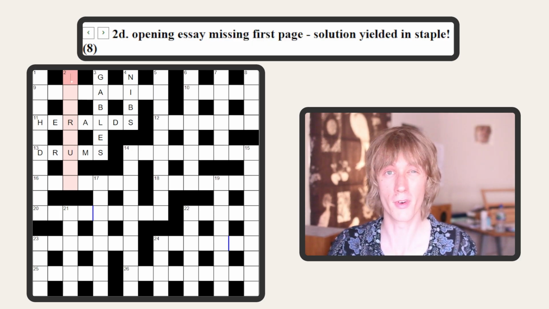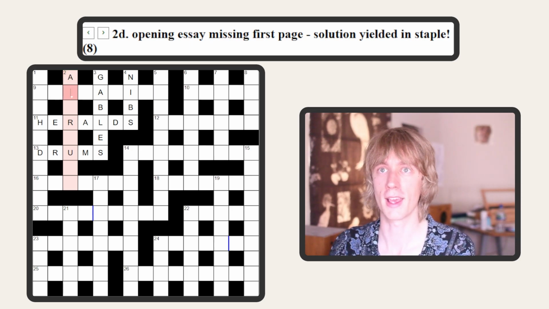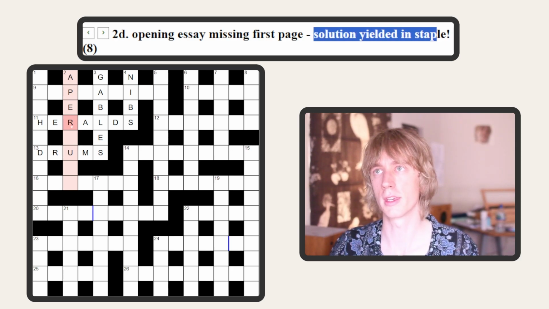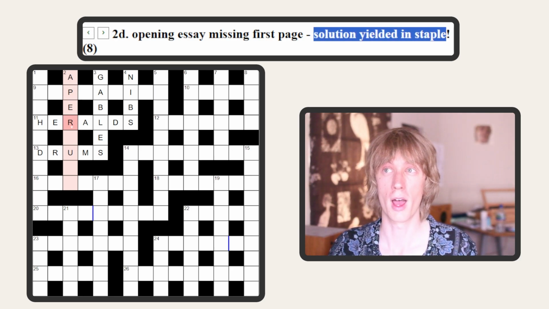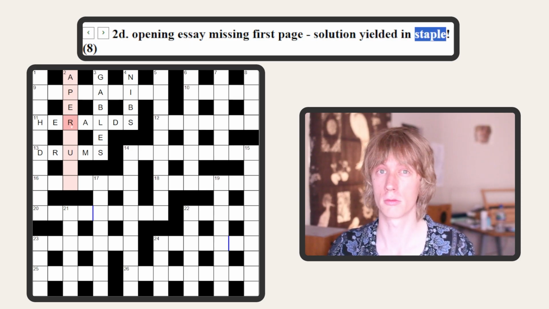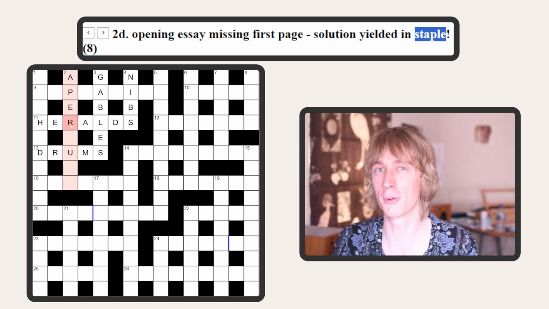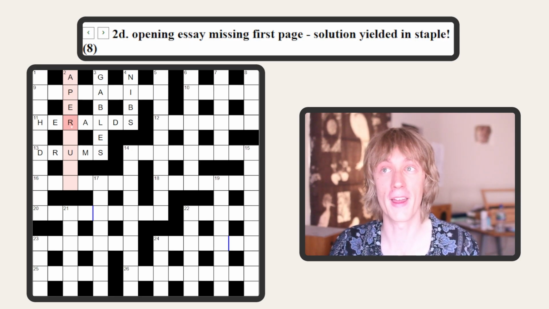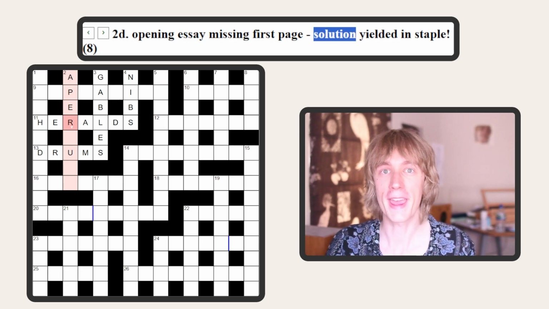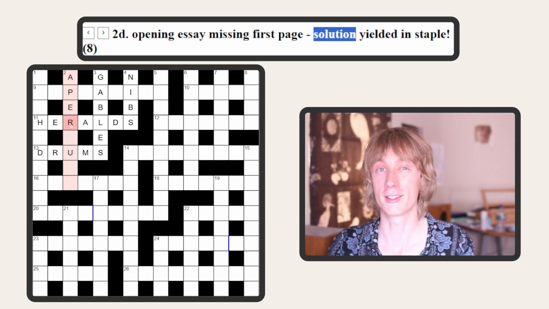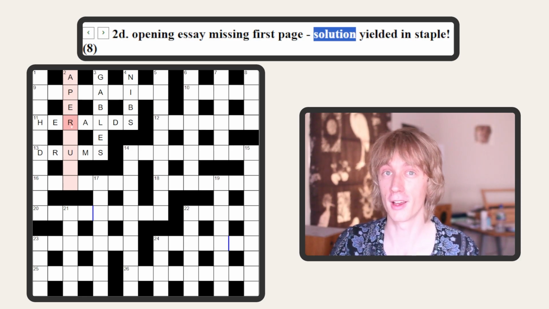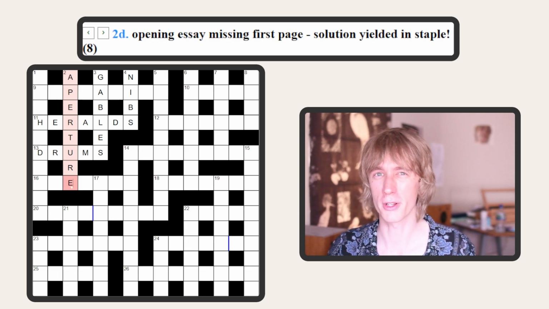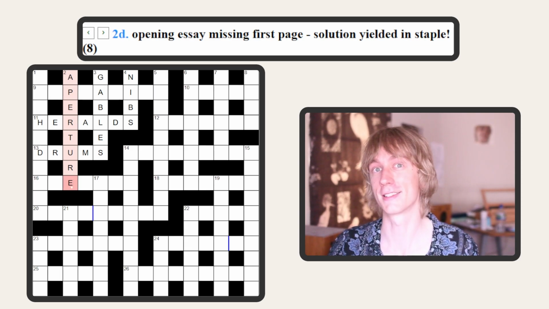So we take the first P out of paper and we get A-P-E-R. All right, so our next bit is solution yielded in staple. Well, a staple could be a fixture, right? If a meal is a staple at a restaurant, it's a fixture of that restaurant. And a solution can be a fix, right? So fix yielded in fixture is telling us that we got rid of the fix in fixture, giving us T-U-R-E. And that gives us the word aperture. And an aperture in a camera is the opening.